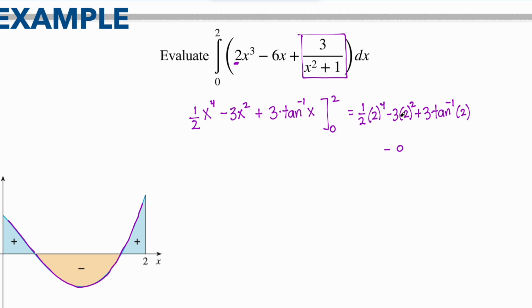So if I was to put this into the calculator, I will get negative 0.679. And what is happening, the reason this is going to be a negative is because if you look at this graph over here, the amount of area that is underneath the x-axis is greater than the area that is above the x-axis, leaving you with a negative area.